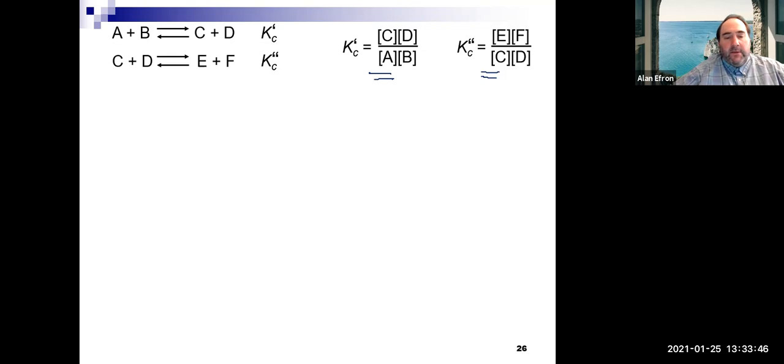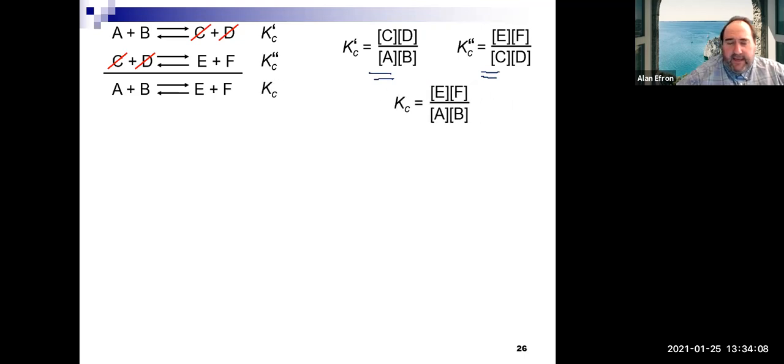So if we were to add both of these reactions together, the C and the D would cancel out, on opposite sides of the arrow. They will basically cancel each other out. They're almost like equal signs, right? And we're left with A plus B gets us E plus F. And if we wrote a K value for that, we would end up with this expression here.